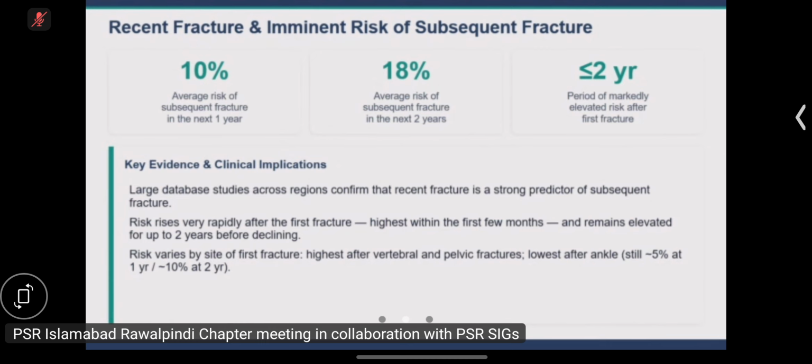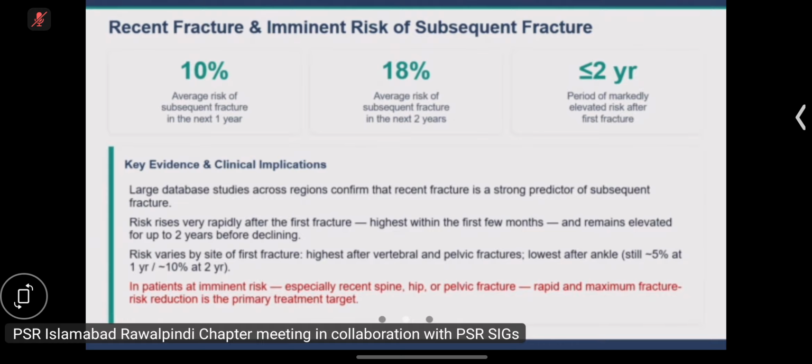We have lots of data concerning this, and it confirms that recent fracture is a strong predictor of subsequent fracture. The risk rises very rapidly after the first fracture. It is highest within the first few months and remains elevated for up to 2 years. So it is very important that we prevent the first fracture from happening. And if the first fracture has happened for any reason, then we must act fast and try to prevent the subsequent fracture.